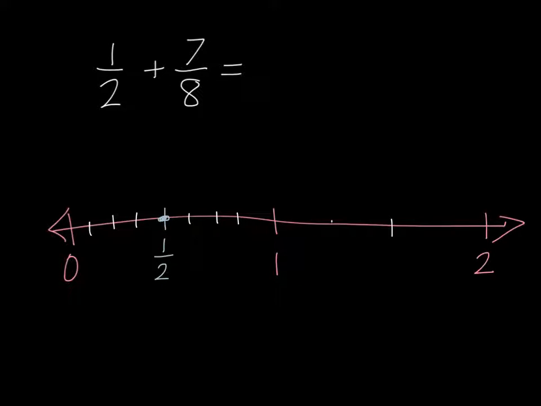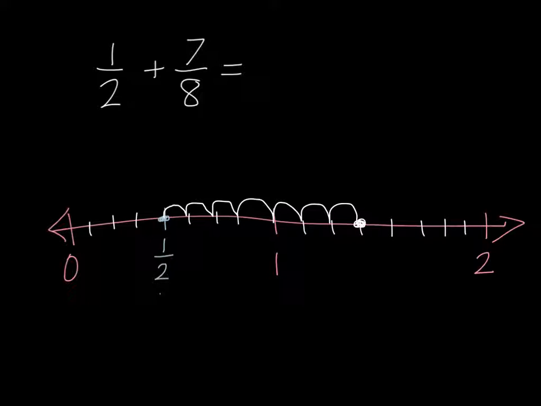And I'm going to go ahead and break up this number line between my 1 whole and 2 whole into eighths as well. So now I have identified where 1/2 is on my number line, and I'm going to add 7/8. So all I have to do now is count up on the number line. 1, 2, 3, 4, 5, 6, 7/8.